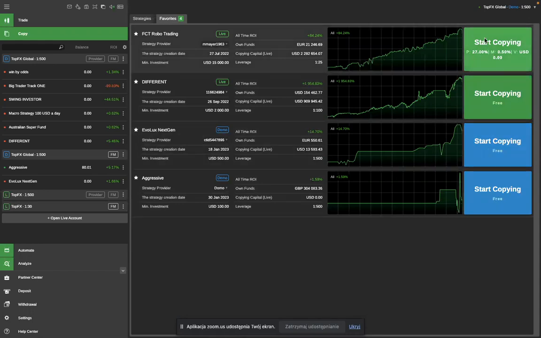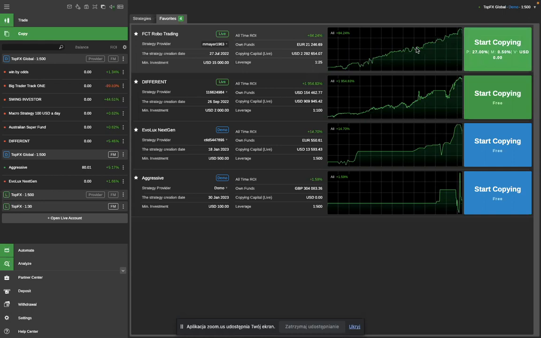Let's focus on that strategy. This strategy, FCT Robo Trading, the strategy provider is, as you can see, M. Mayer 1963. The strategy was created on the 27th of July 2022. Minimum investment is $15,000. All-time ROI is 84%. Own funds is 21,000 euro. As you can see, those funds are from the strategy provider himself. The live copying capital is over $2 million, and the leverage is only 1 to 25.